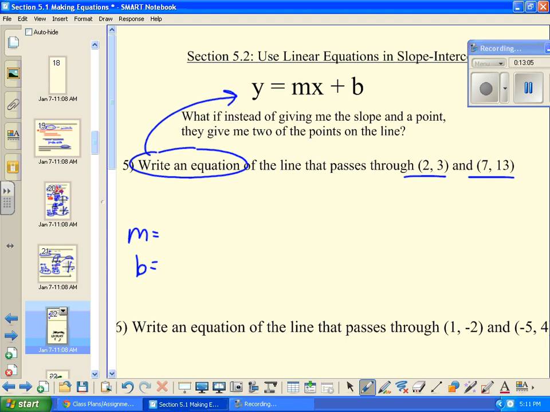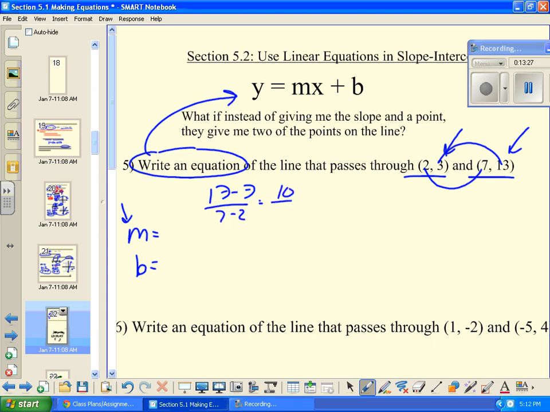Well, remember back to just recently, like the last section, we talked about how if I have 2 points on a line, there is something that I can find. I can find the slope of this line. So m I can actually figure out right now. I can just take 13 minus 3, subtract the y coordinates, and 7 minus 2 and subtract the x coordinates. So 13 minus 3 over 7 minus 2.